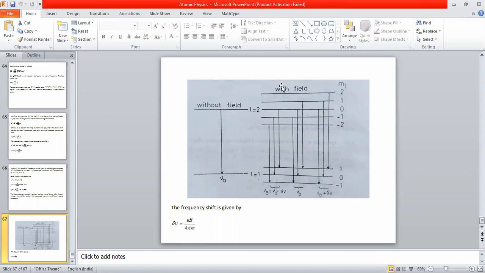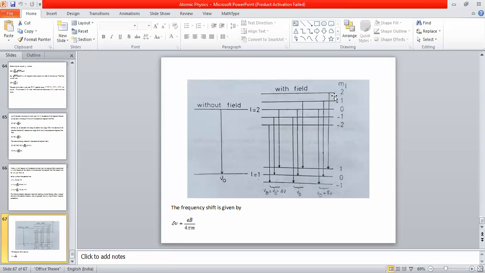Now with field, whenever we apply the field, as I have already told, the L equal to 2 state splits up into 5 different components. Why does the L equal to 2 state split up into 5 different components? Because the magnetic orbital quantum number ml comes into the picture when we apply the magnetic field, and corresponding to L equal to 2, ml can take 5 different possible values: either -2 or -1, 0, or +1 or +2. So therefore now we have 5 different energy levels. L equal to 2 splits up into 5 energy levels whenever the field is switched on.